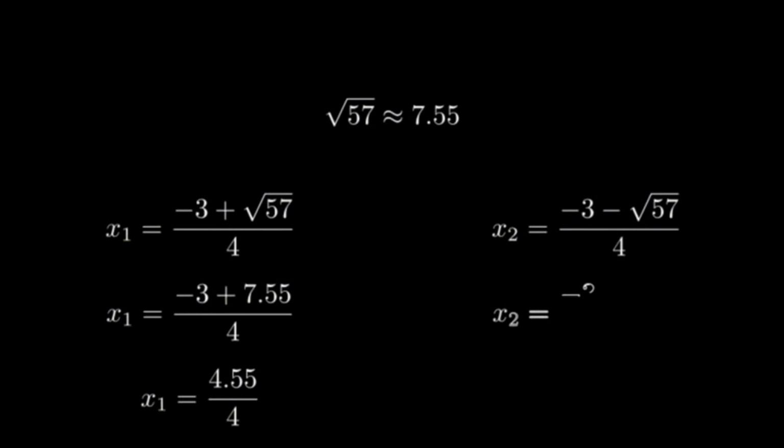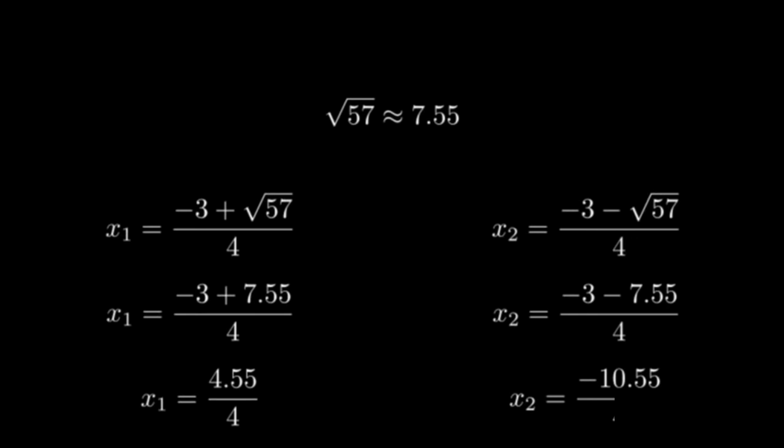For our second solution, x sub 2, we use the minus sign, giving us negative 3 minus 7.55 in the numerator. This equals negative 10.55. Dividing negative 10.55 by 4 gives us approximately negative 2.64. So our second solution is x sub 2 approximately equals negative 2.64.